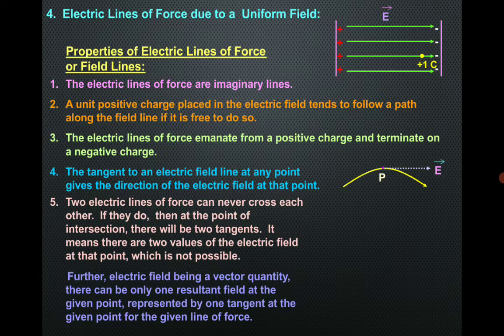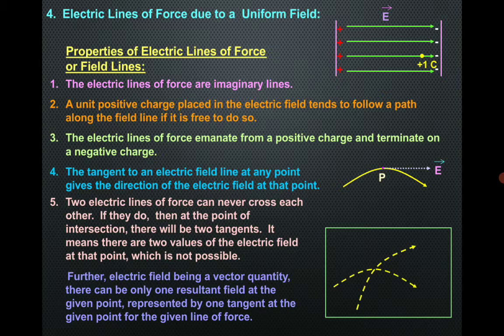Further, electric field being a vector quantity, there can be only one resultant field at a given point, represented by one tangent at the given point for the given line of force. So at one point there will be only one direction, two directions is not possible.